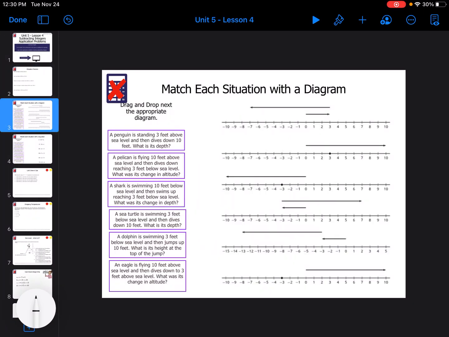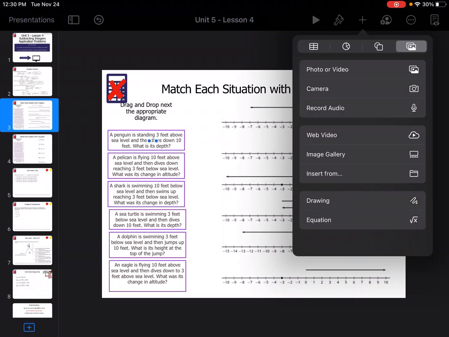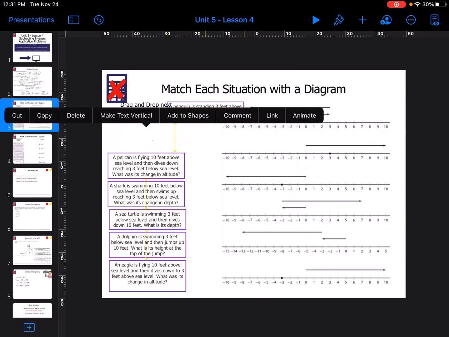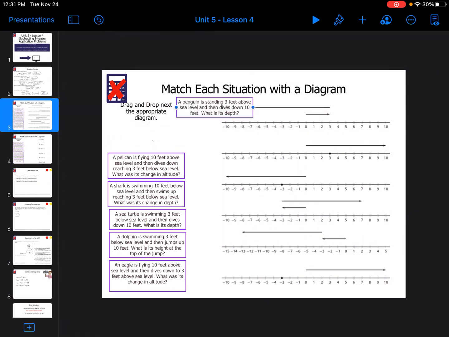All right, so now they're asking us to match the equation with the number line. So we have a penguin and he's standing 3 feet above sea level. So it's positive 3. Then he dives down 10 feet. What is his depth? So I'm going 10 in the opposite direction. So I'm going to turn off my drawing tool. And I'm pretty sure this one goes here, but let's check.